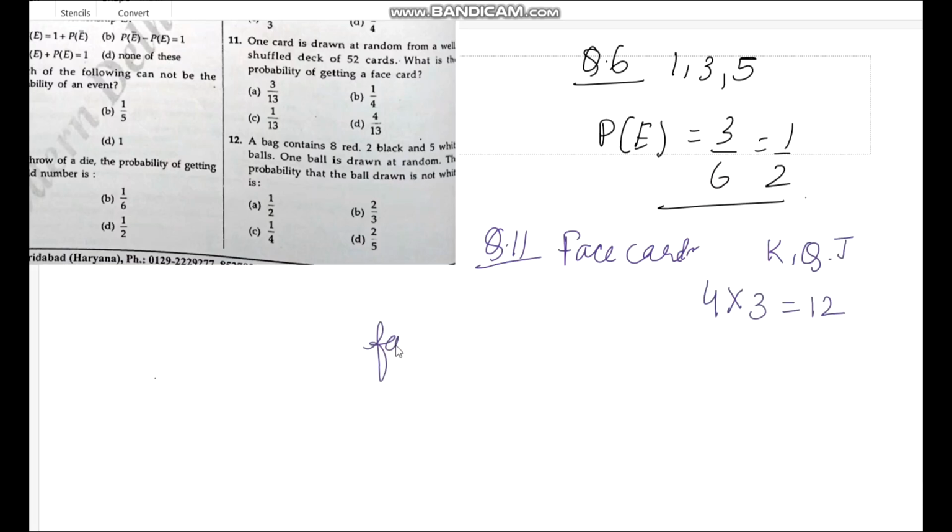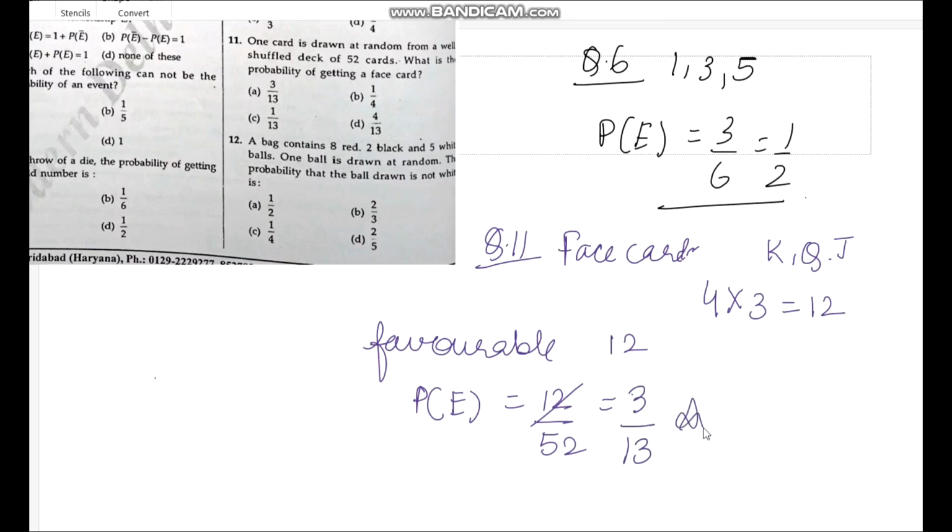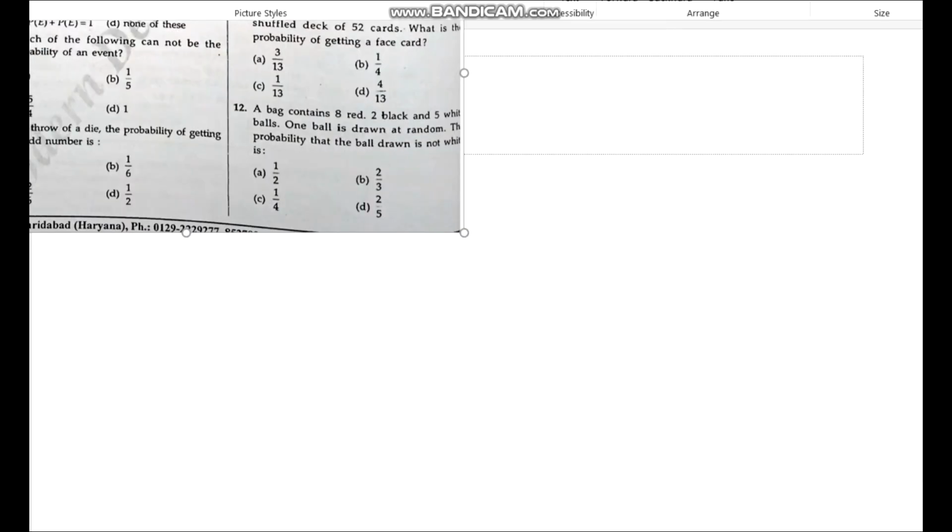So my favorable will be what? Favorable conditions will be 12 and total cards are 52. So probability will be 12 upon 52. So what will be my answer? You understood what I am trying to do? How will you get 12 upon 52? So it will be 3 by 13. Answer, okay, 3 by 13. Option A.